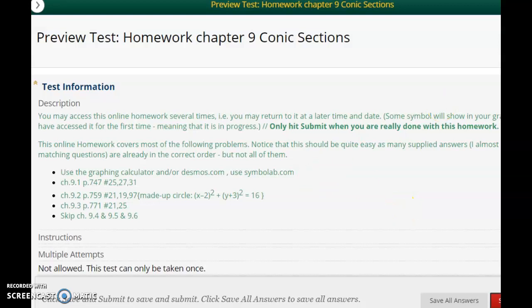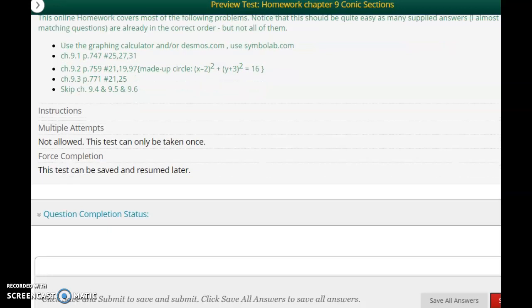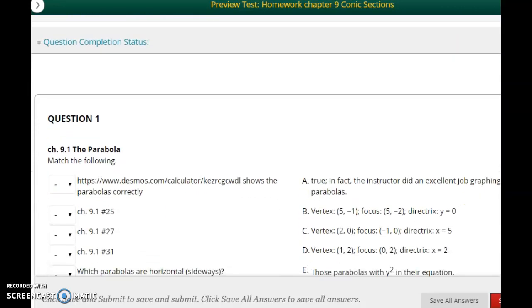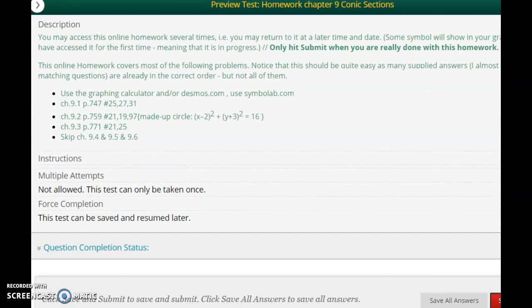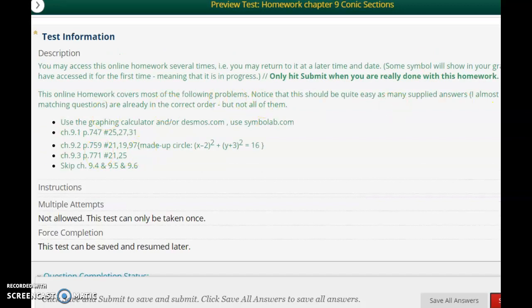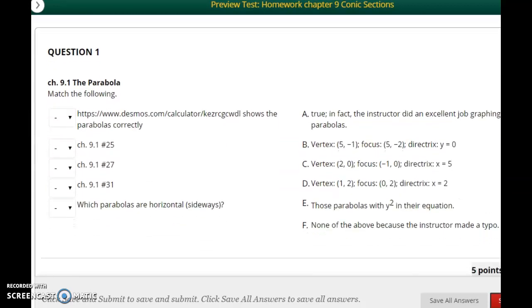These are the hints for the Chapter 9 homework. And as I said up here, this should be relatively easy because most of the answers are already in the correct order.